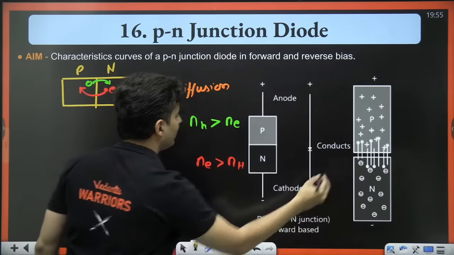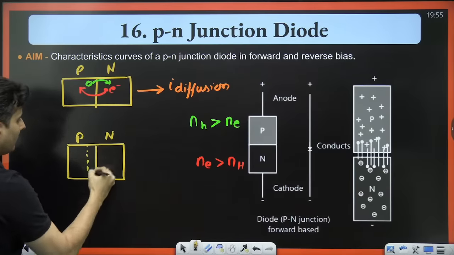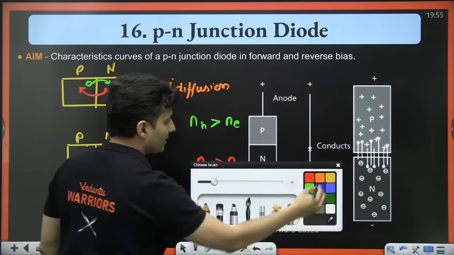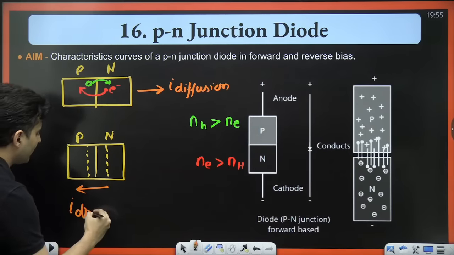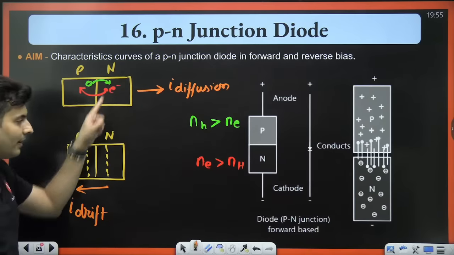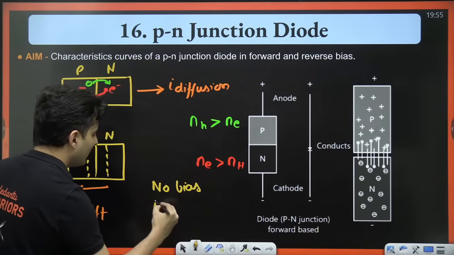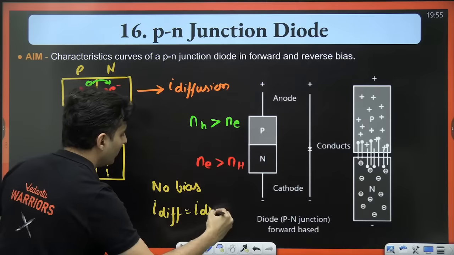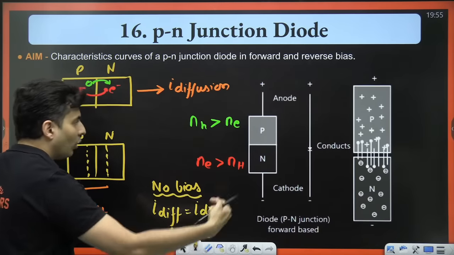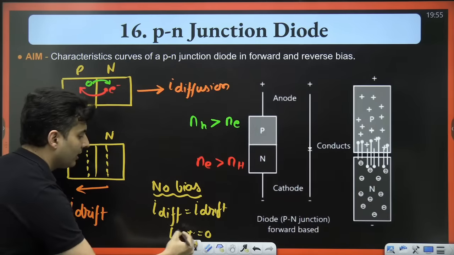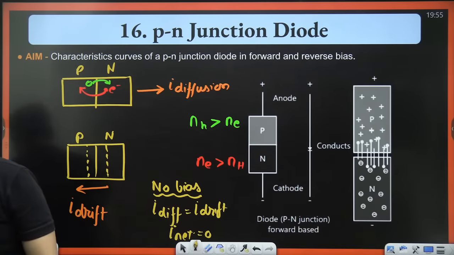At the same time, you also have another current, in that potential barrier which is created, that goes exactly from N to P. This is called the drift current. When there is no bias, the diffusion current is exactly equal to the drift current, hence the net current is zero. Both currents are equal and opposite, and the net current is basically zero. Keep this in mind. Okay, I hope you are remembering all these things.